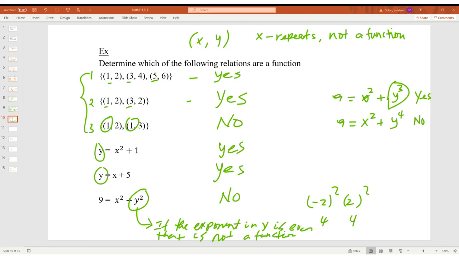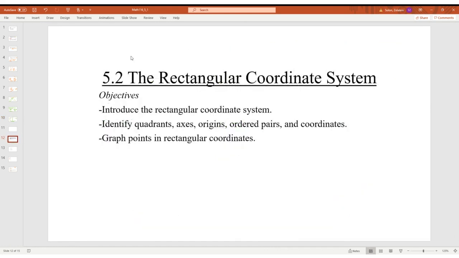Okay, now let's go to the next topic. The next topic is simple. So we have 20 minutes. We are going to take the 20 minutes in 4 slides. So what I will do here is the objective will be to introduce rectangular coordinate system. That means XY plane. Identify quadrants, x-axis, y-axis, the origin, the ordered pairs, and the coordinates.